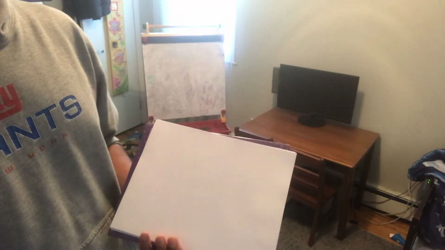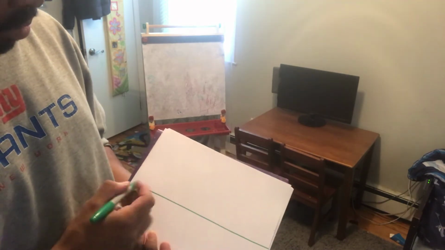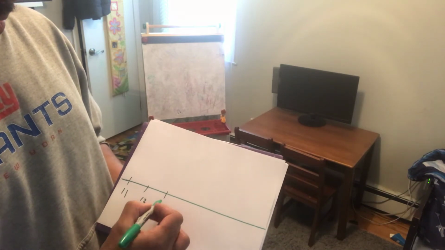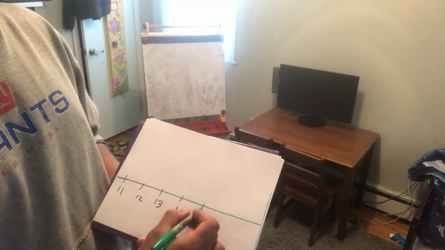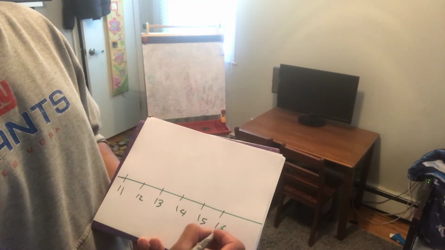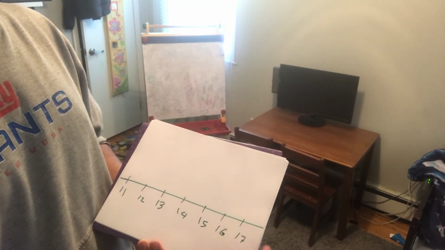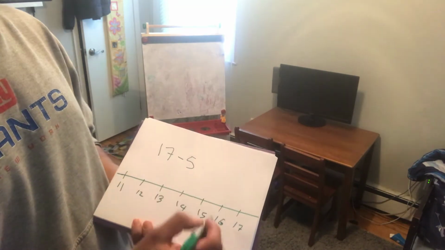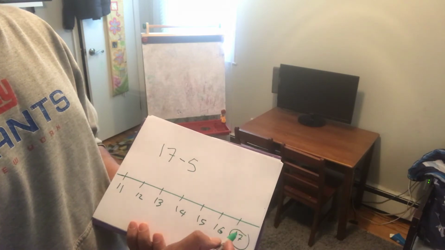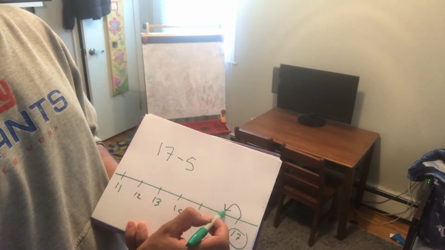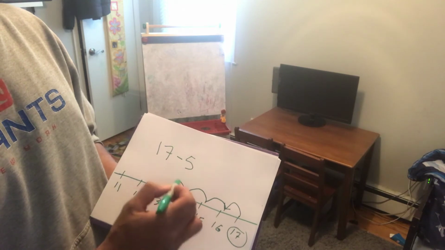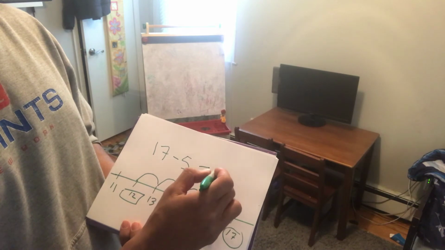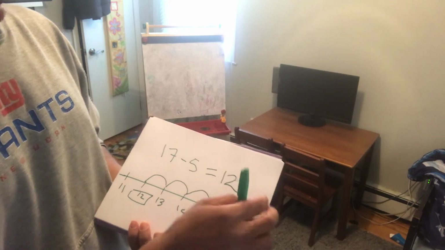All right, and here's another problem. Okay, so I can start at 11. 11, 12, 13, 14, 15, 16, 17. So I want to do 17 minus 5. That means I start at 17 and I go back 1, 2, 3, 4, 5, and I ended up at 12. So 17 minus 5 is going to be equal to 12.